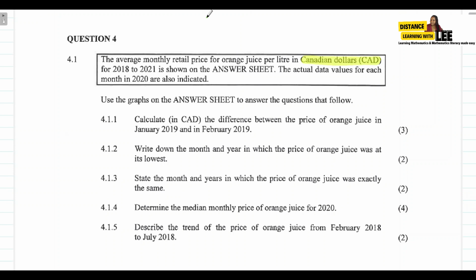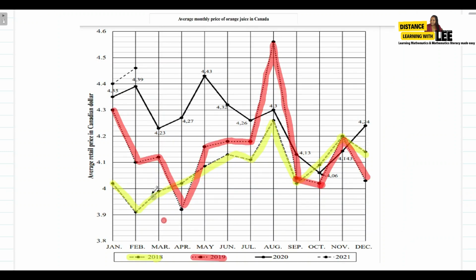We need to calculate in Canadian dollars the difference between the price of orange juice in January 2019 and in February 2019. Okay, so we're gonna have a look at our key here, right? Our 2019 is the line graph that we've highlighted in red. So we want the difference between the price of the orange juice in January 2019. Okay, so let's have a look. In January 2019, the average retail price of the orange juice was 4.3 Canadian dollars. Okay, for January 2019.